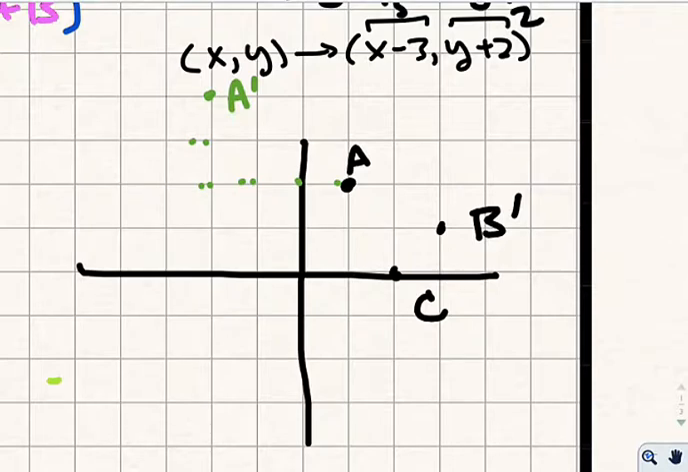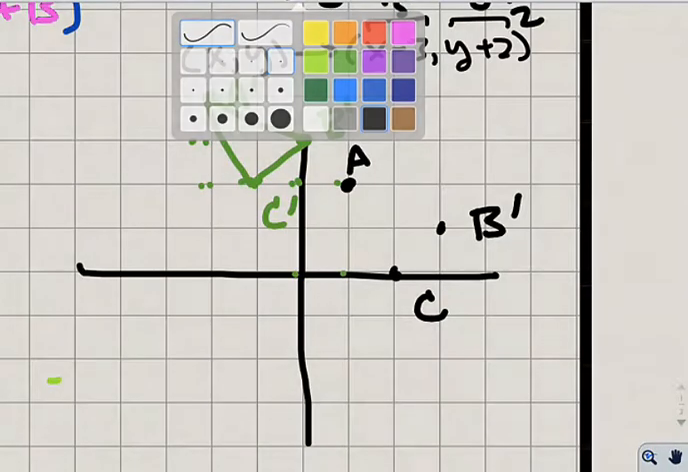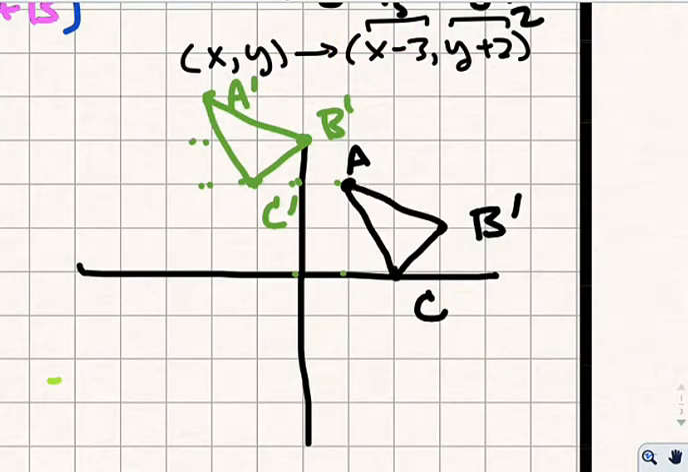All the points would have to move the same way, so B would move the same way. So back 3, and then up 2, that's my B prime, and then 3 up 2, there's my C prime. So if I compare this shape to this shape, they should be congruent. That's something that you guys have identified for us. But that's basically the movement.